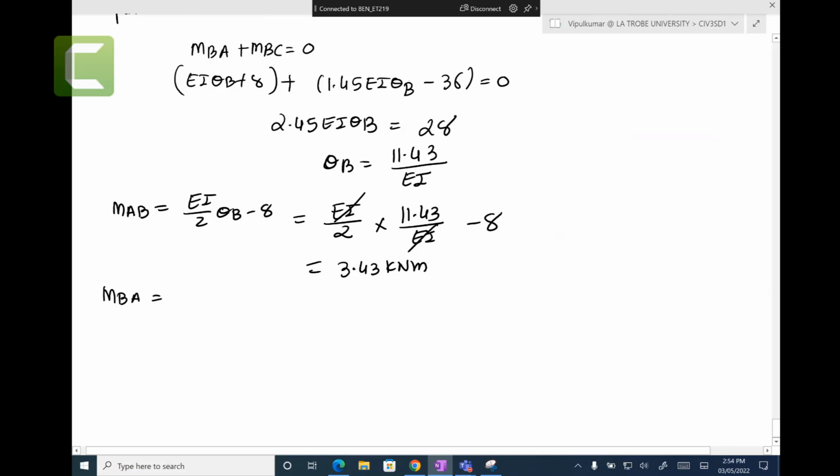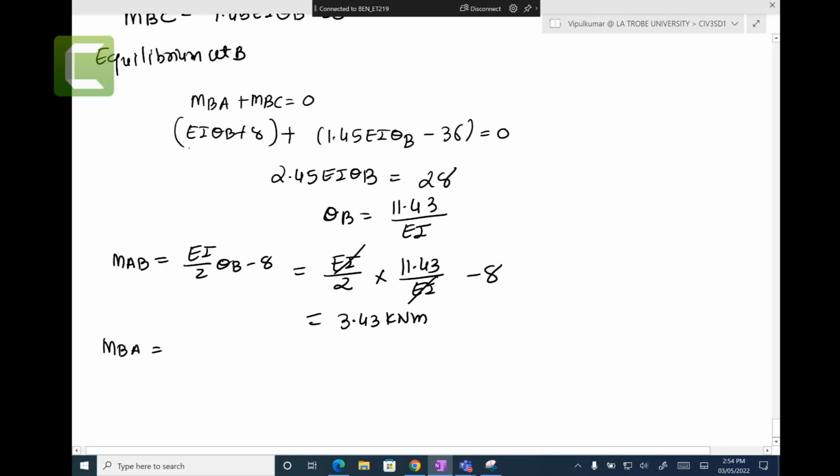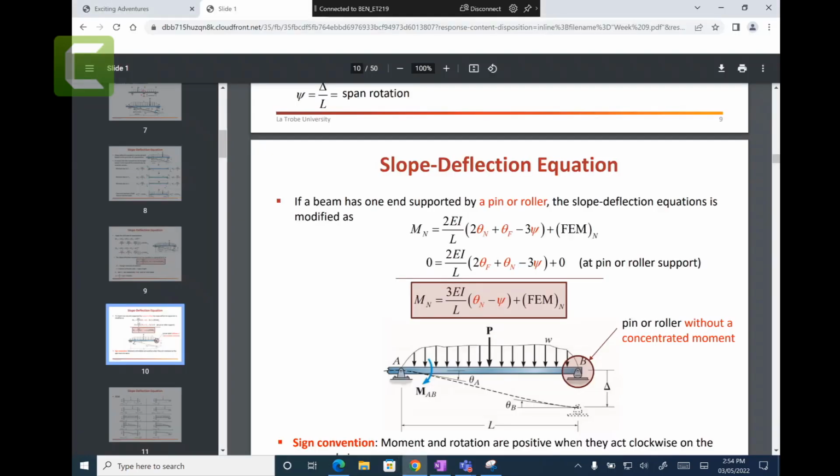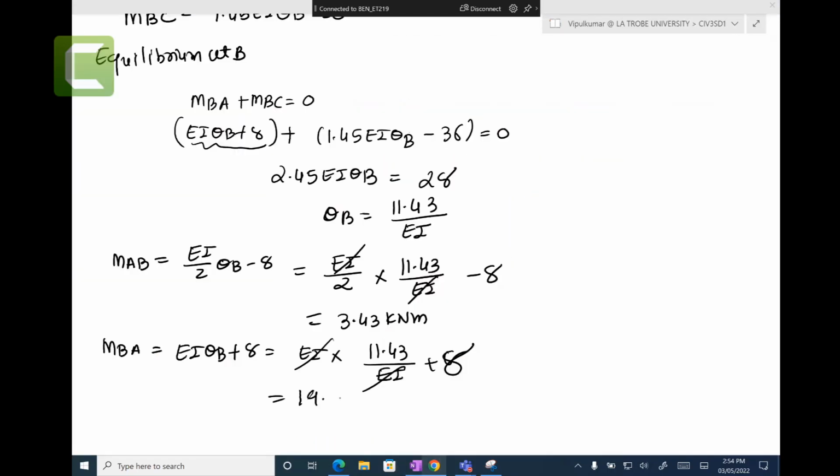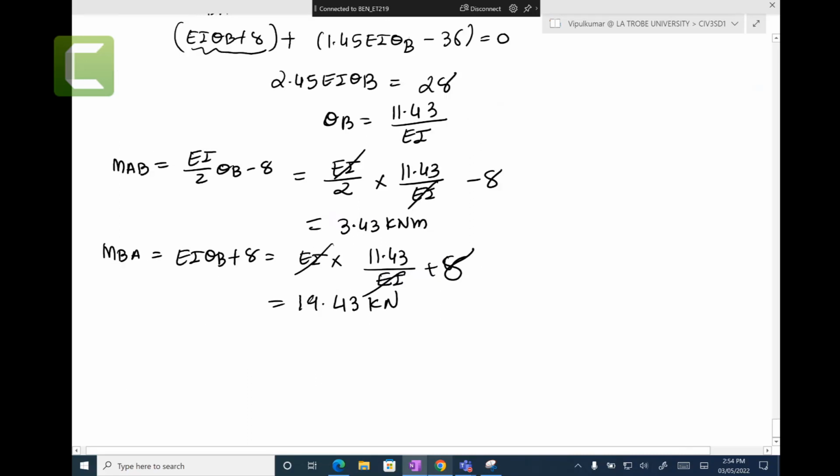MBA equal to, we have this one here, EI theta B plus 8. EI times 11.43 on EI plus 8. 11.43 plus 8 gives you 19.43 kilonewton meters.